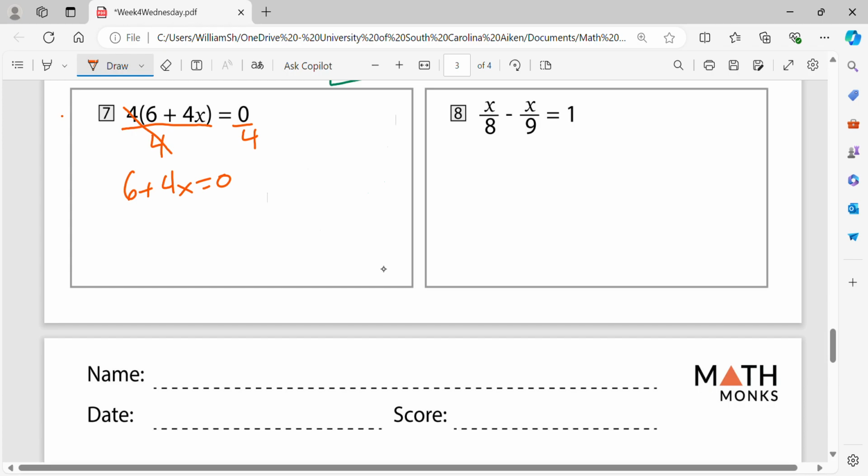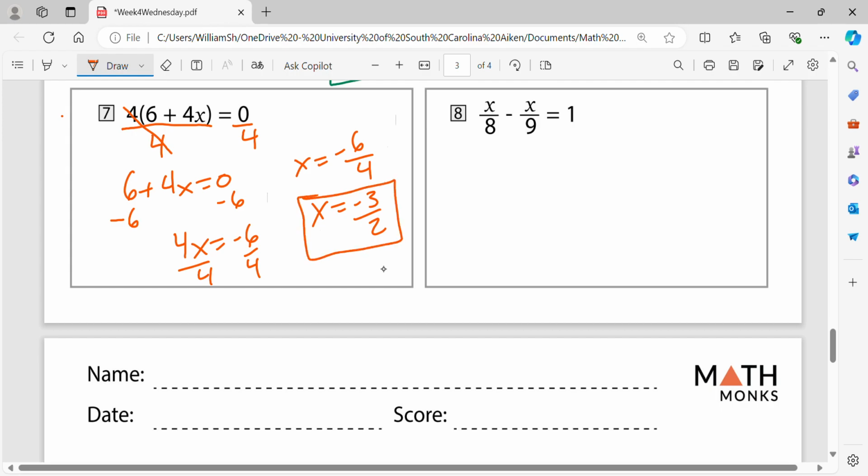Okay, then I can just solve for x by subtracting 6 from both sides. I have 4x equals negative 6. If I divide by 4, I have x equals negative 6 fourths. If I reduce by a factor of 2, that reduces down to x equals negative 3 halves. So because this one was equal to 0, I could have started out with a division step instead of a simplification step. Okay, but only because it was equal to 0.